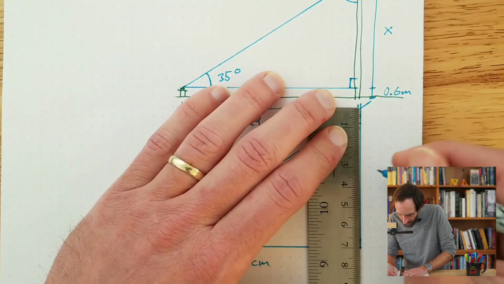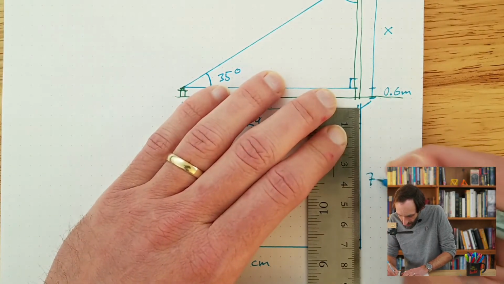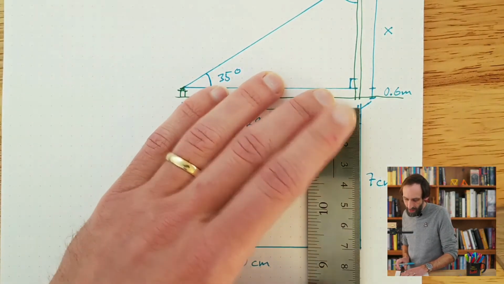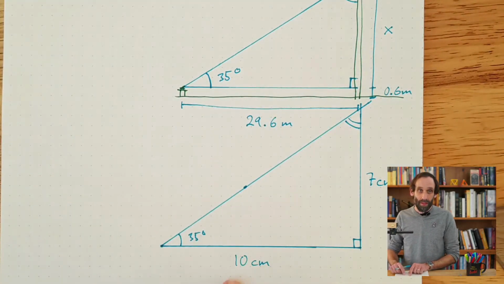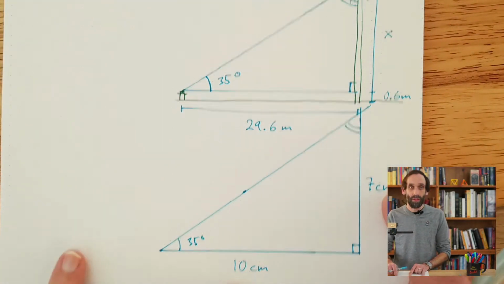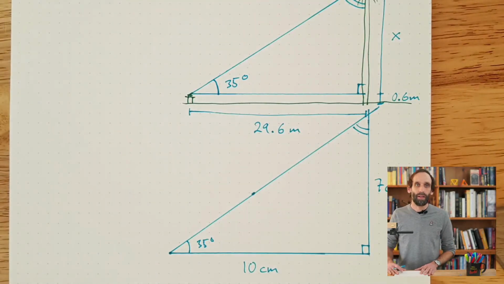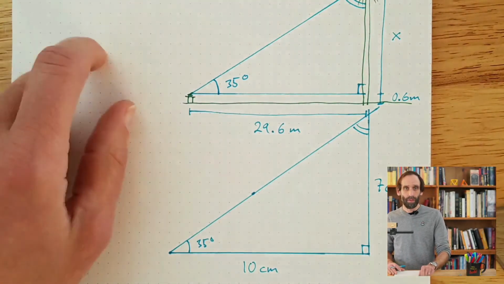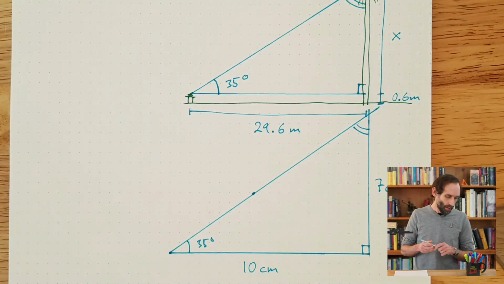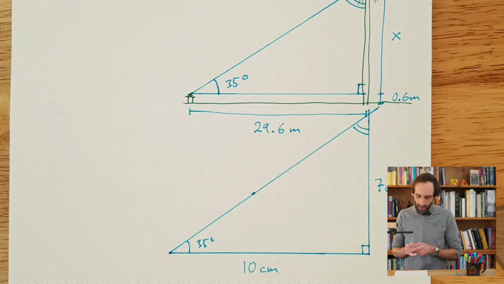It looks pretty much exactly right on 7 centimeters. So I'm going to say this is 7 centimeters. Okay. So I've got 10 centimeters here, 7 centimeters here, and then I've got these two lengths right here. So now I can set up my ratios to use the proportionality rule of similar triangles.